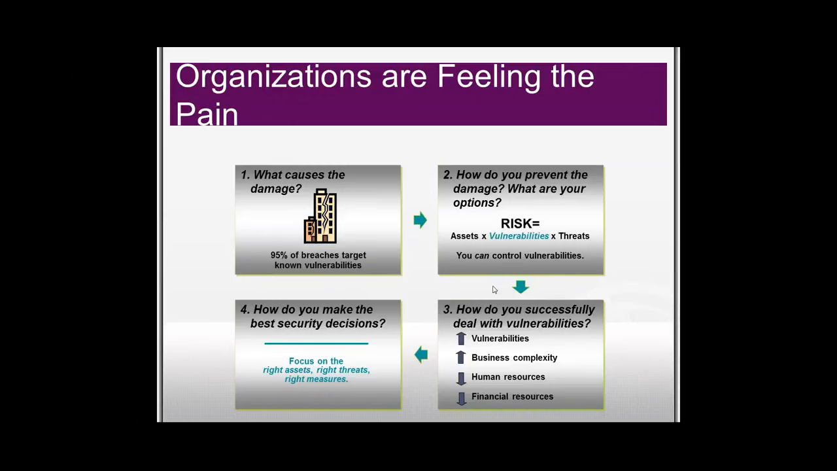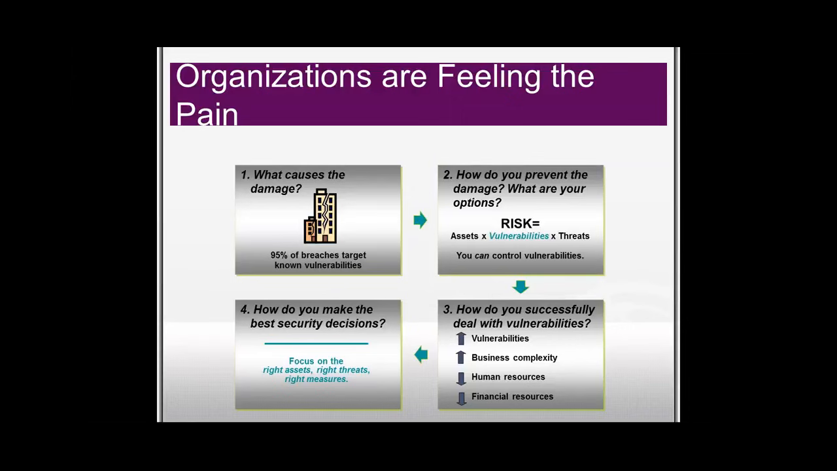Number two problem we have, or thing we have to deal with, is how do we stop the damage? How do we prevent it from happening? What are our options? We have to look at our risks. I'll tell you this, a lot of people and a lot of programs are compliance-driven when they should be risk-driven. So we're going to talk about risk. And basically, risk equals your assets times your vulnerabilities times those threats. And we can control those vulnerabilities. But we're going to have to figure out how to do that.